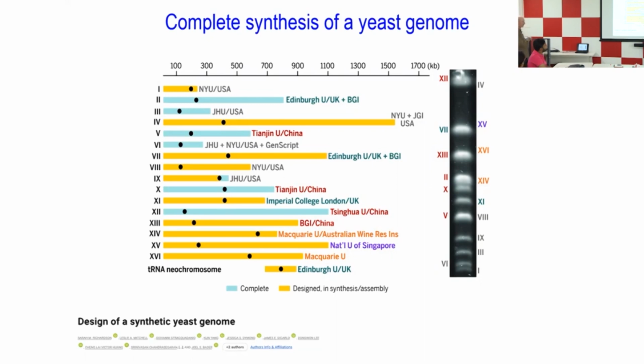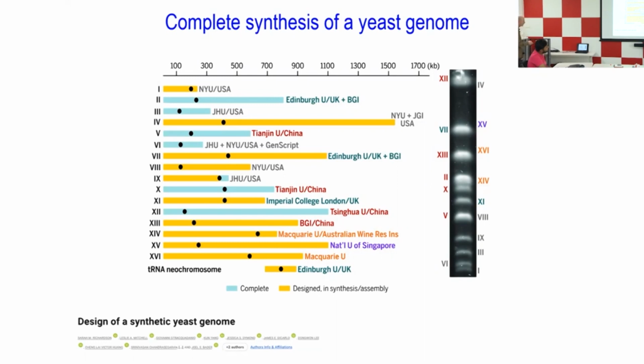Okay, so the sequence was known, because the yeast genome was sequenced a long time ago, but the idea in this case was to make a kind of offer, a kind of contest, and say, well, who wants to synthesize chromosome 7? Okay, Edinburgh, in collaboration with BGI, that sort of thing.